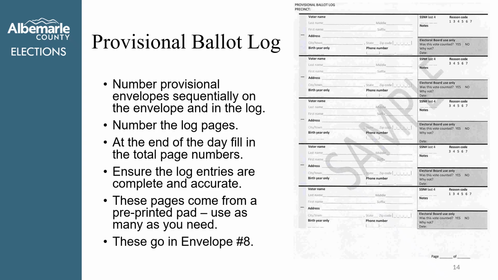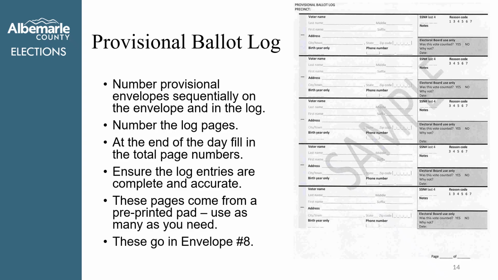The provisional ballot log is where you duplicate information from your provisional envelopes into this log. The log is used by the electoral board and by anyone who's watching the electoral board go through the process of reviewing provisional votes. Number your provisional envelopes sequentially on the envelope and in the log. Number the log pages. At the end of the day, fill in the total page numbers. So page X of Y, fill in the Y at the end of the day. Ensure your log entries are complete and accurate, that you're reflecting the same information that's on the provisional ballot envelopes.